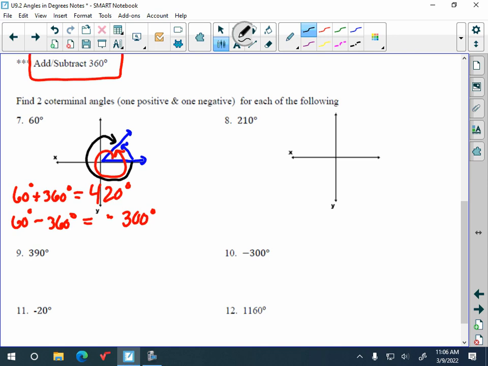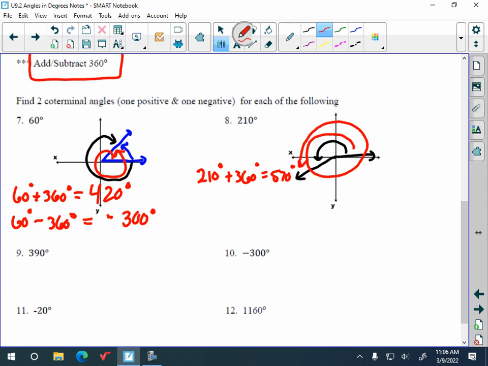All right, so let's try 210. If we draw in a 210-degree angle, it would look something like this. If I want to find a coterminal angle, I can take that 210 and add on 360. That would be 570 degrees. So 570 degrees, if you were to sketch it out, would look something like this. It's still starting and ending at the exact same spot that the 210 did.